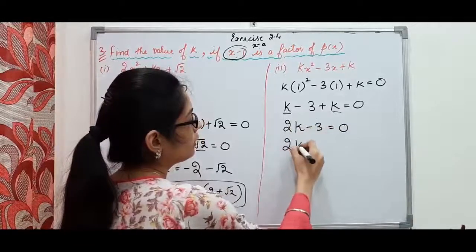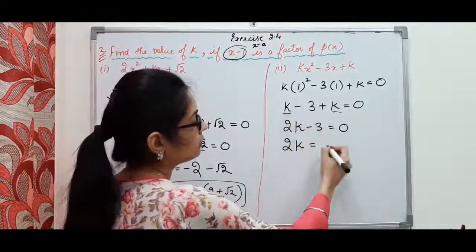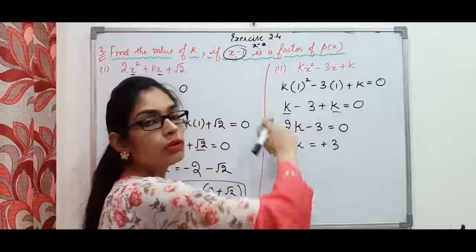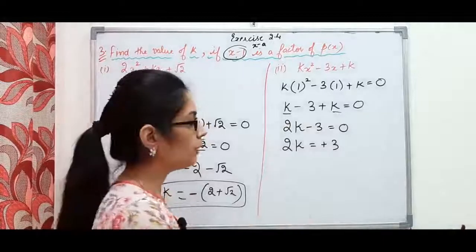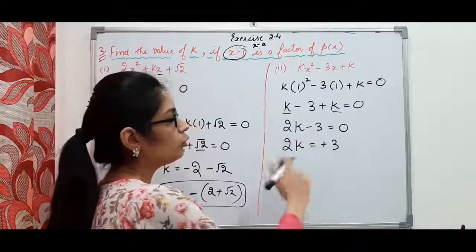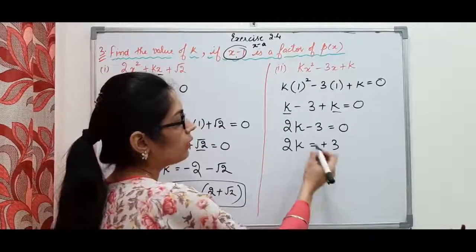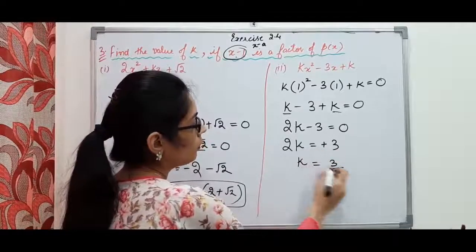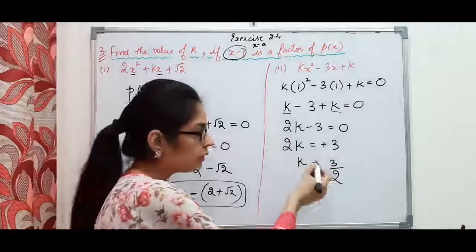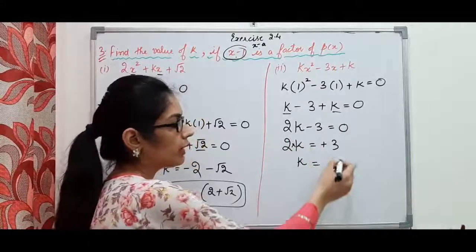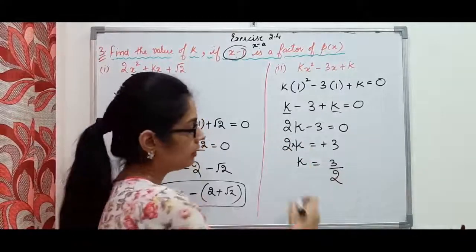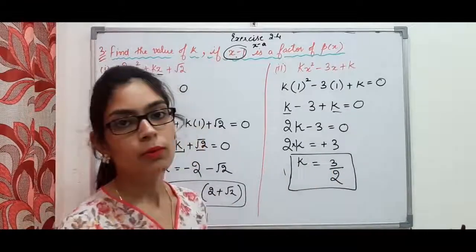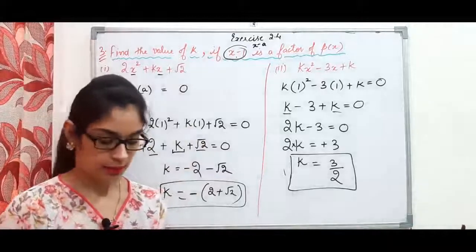So I need to calculate the value of k. So 3 I will shift to the other side, it will change into plus 3 because here it is minus 3. On shifting sides, plus will change into minus and minus will change into plus. So 2k is equal to plus 3 and k is equal to 3 by 2, because this 2 is being multiplied with k on this side. On shifting sides, it will get divided. So from here we got the value of k equal to 3 by 2. Now let's do the next part.